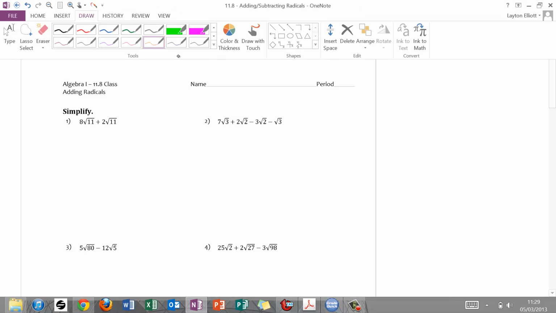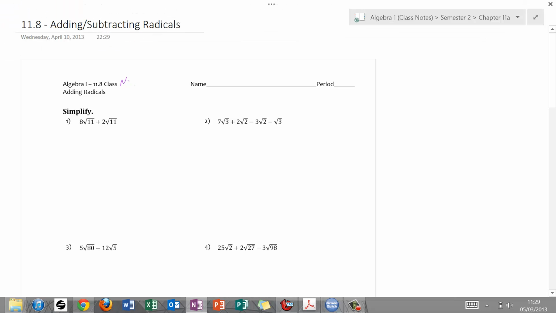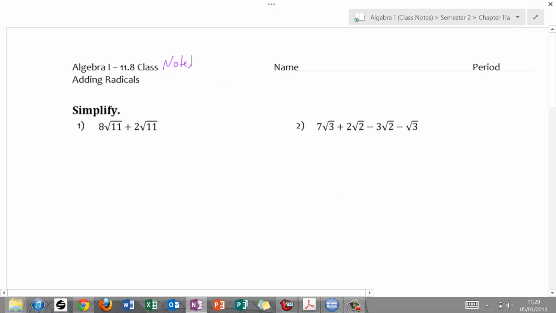So the first thing to fix is that the top left should say class notes. Sorry about that. I want you guys to see that when it comes to adding and subtracting radicals, and this is really what this is all about, we can only do it if they have like radicands. Like radicands mean the same thing under the radicals. We're looking for like radicands and we're looking for like terms, just like we would with variables.